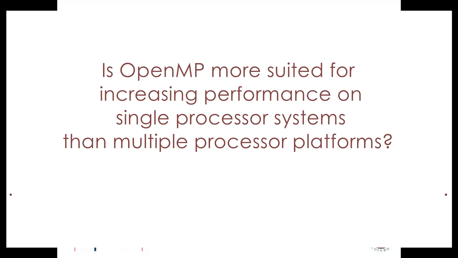Okay, the question is, is OpenMP more suited for increasing performance on single processor systems than multiple processor systems? This depends what you mean by processor here. So OpenMP really requires shared memory. If you have a cluster system, where multiple nodes are connected with a network, then you can't use OpenMP for that. You need to use MPI. It would be the preferred tool.